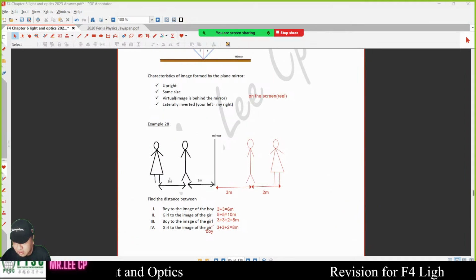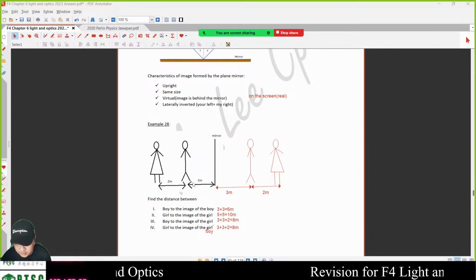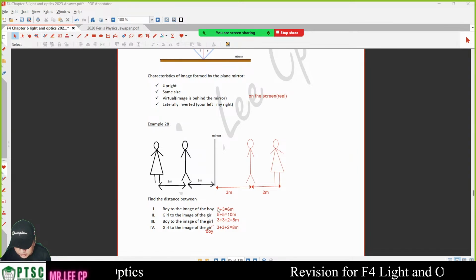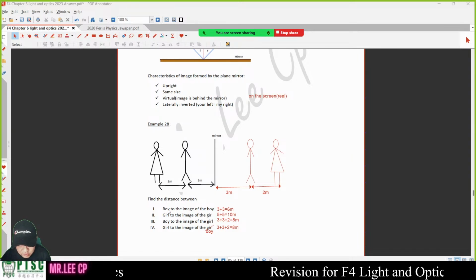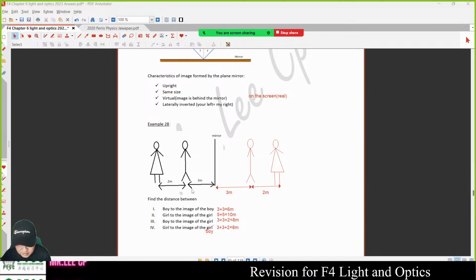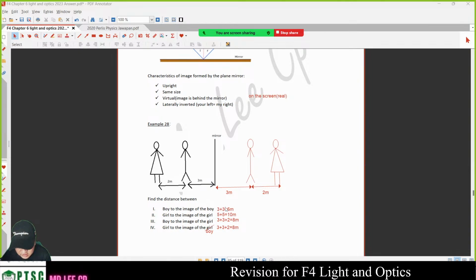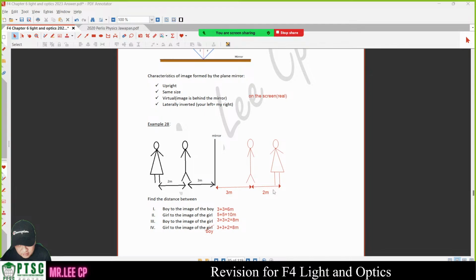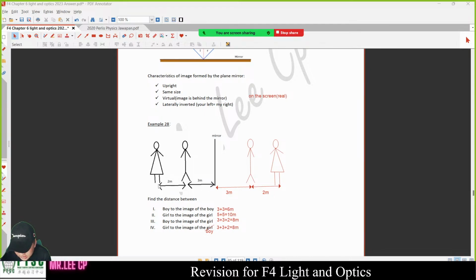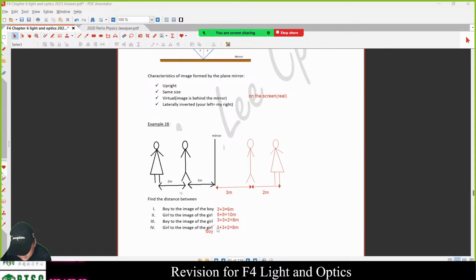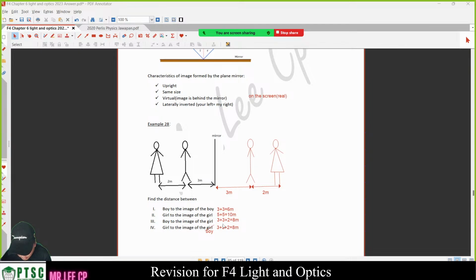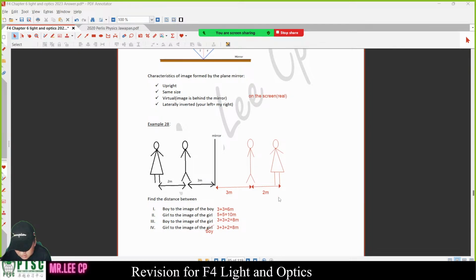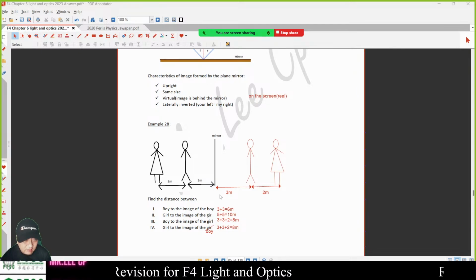Okay, now we do one. So if your object is 3, your image will be 3. Right? So the distance between the boy and the boy's image is 3 plus 3, it is 6. Boy to girl, it is 3 plus 5, it is 8. You need to know how to do this.